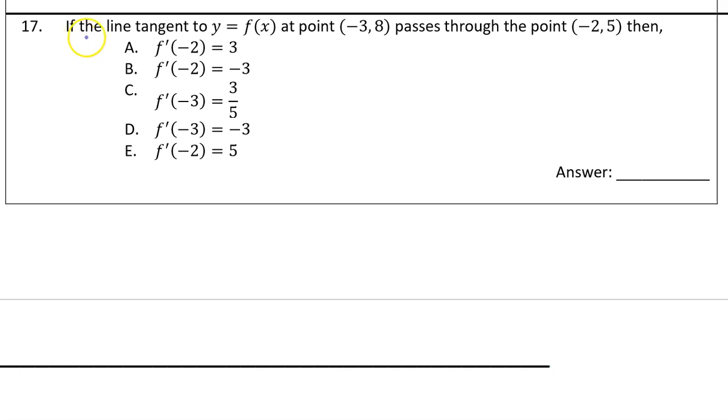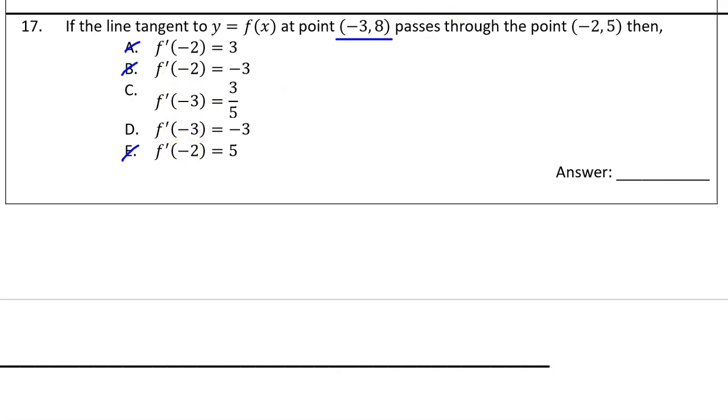Well, reading again, it says, if the line tangent to y equals f of x at the point negative 3, 8. Aha! This is the point of tangency, not this. So, the slope of the curve at a point means f prime at this point, f prime at negative 3, not negative 2. So, we can forget about options A and B and E. So it just comes down to these two.